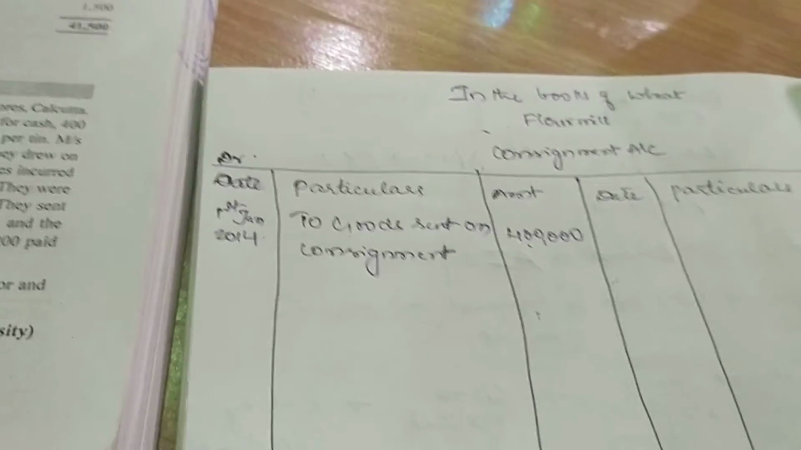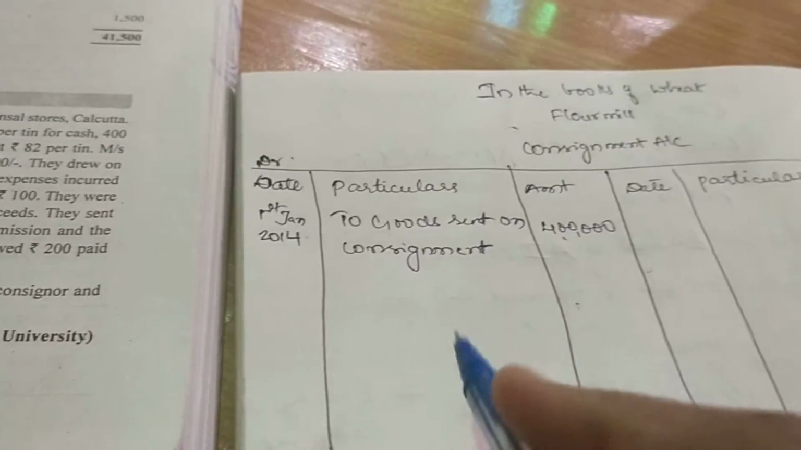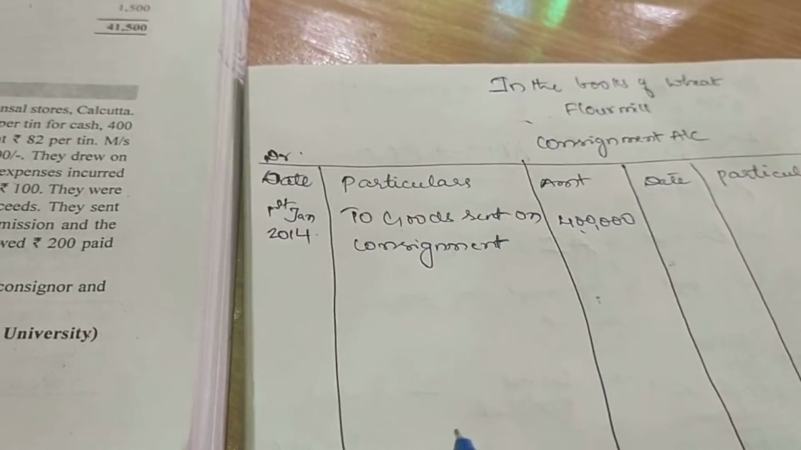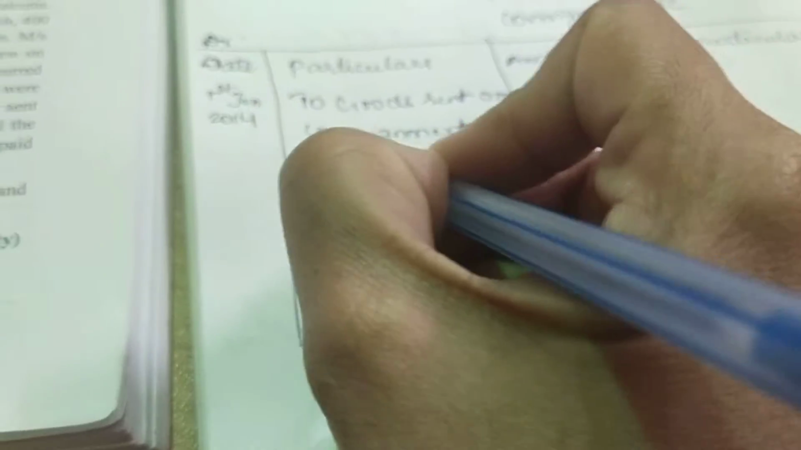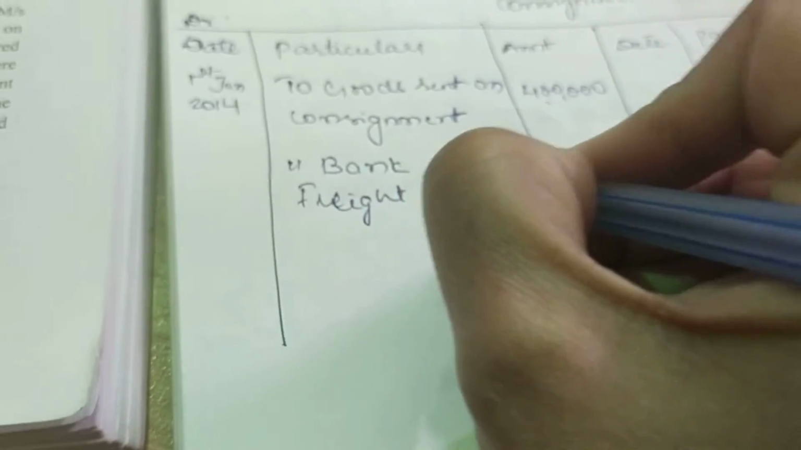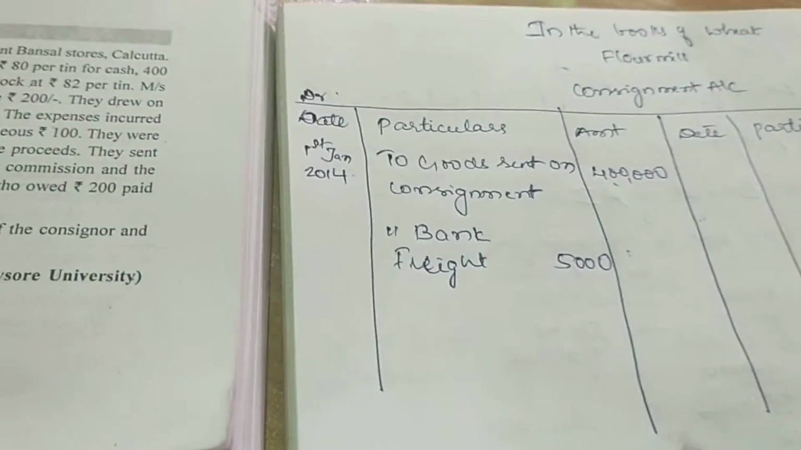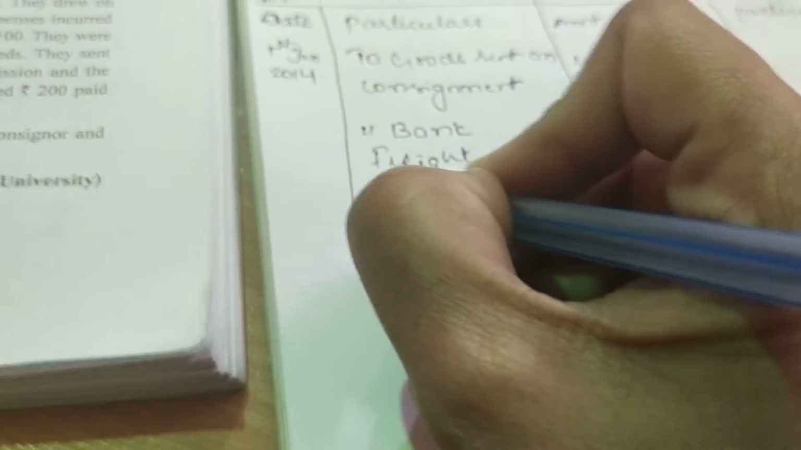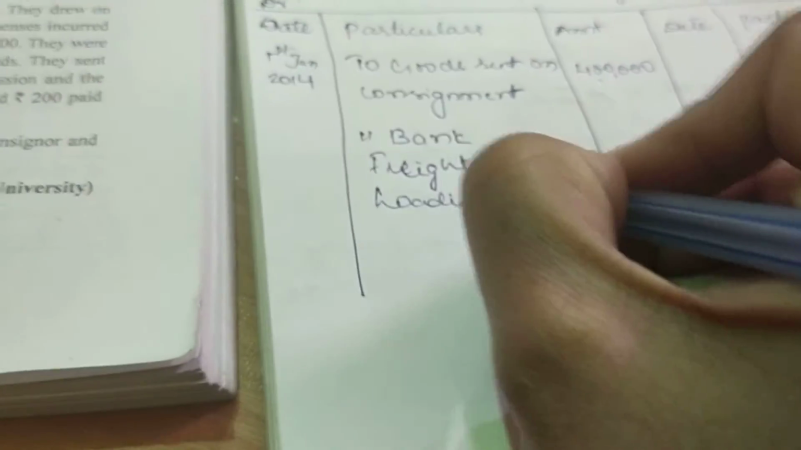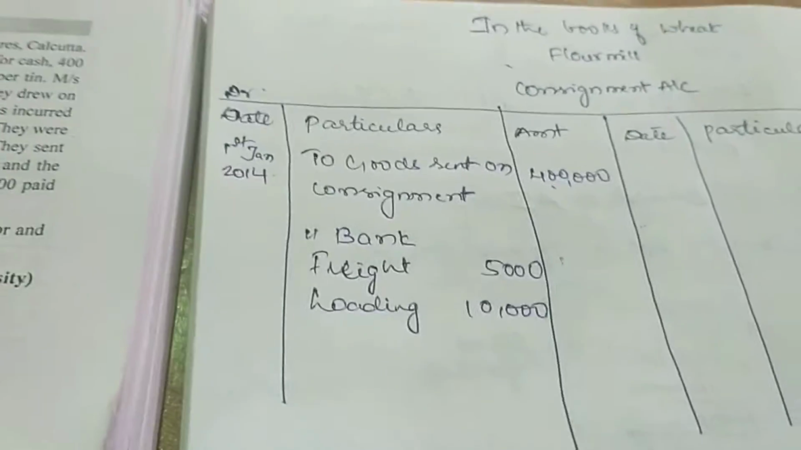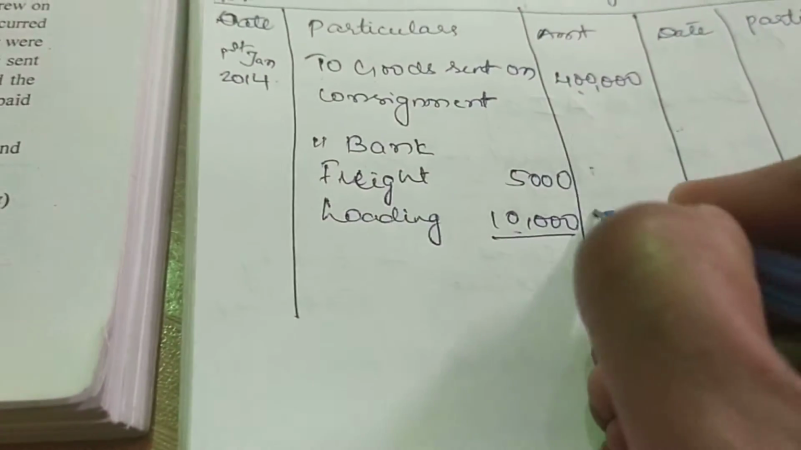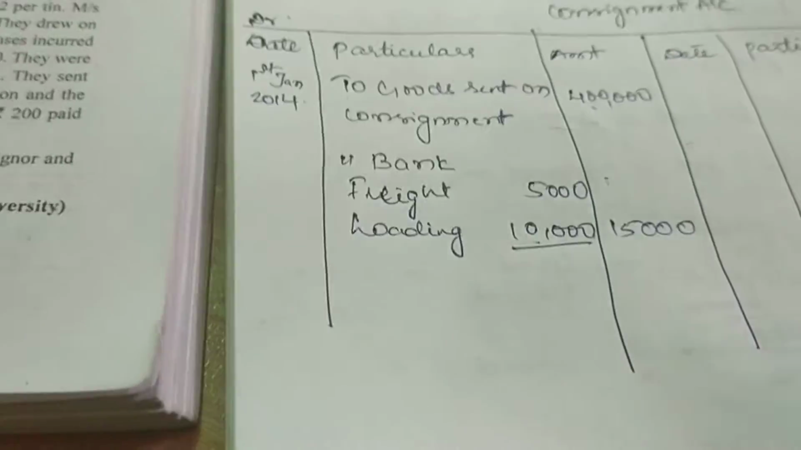Okay. The next entry is for the amount paid as expenses by the consignor. The owner or consignor, whatever amount he is paying, that entry will be there for the amount paid by the consignor. That is to bank account. He paid rupees 5,000 for the freight and rupees 10,000 for loading charges. So the total amount comes to 15,000.